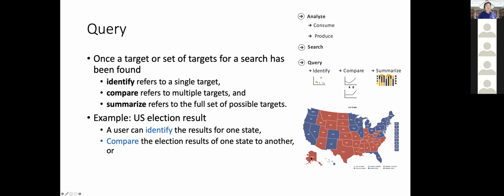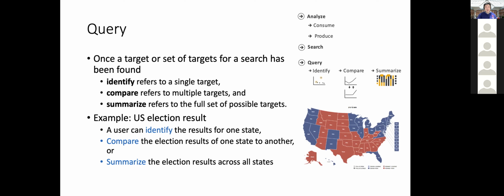Then in terms of compare, you compare the results of one state to another. So you can say, okay, this is California. I don't quite know which one this is. It says Arizona. So these have different election results, because this one is blue and this one is red. But you can also say this state and this state had the same color, so it's also compare. You have the same results. That's the compare.